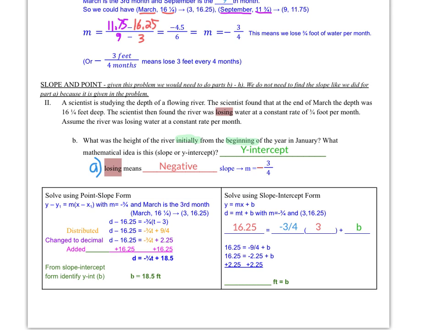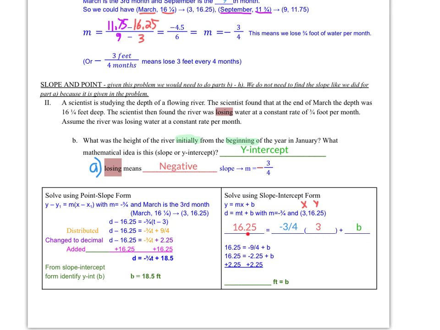16.25 is my y. We're going to know that my negative 3/4 is my m. 3 is the x. And then plus b. Because we don't know what the y-intercept is, right? That's what we're trying to find. What was the height of the river initially? We don't know. Whatever you're trying to find is your letter.